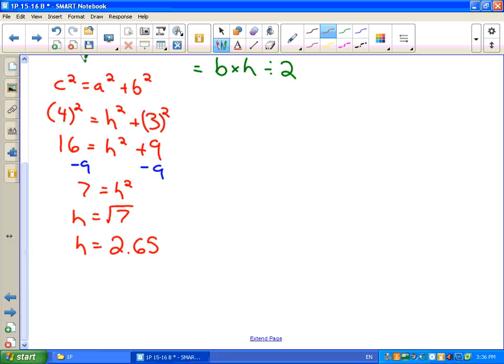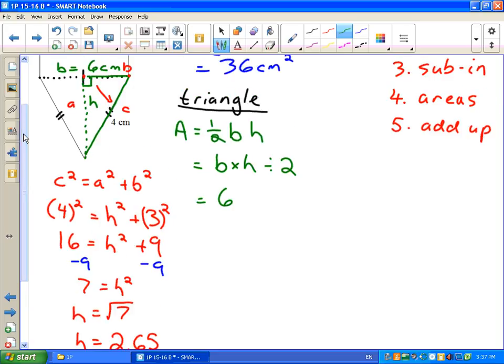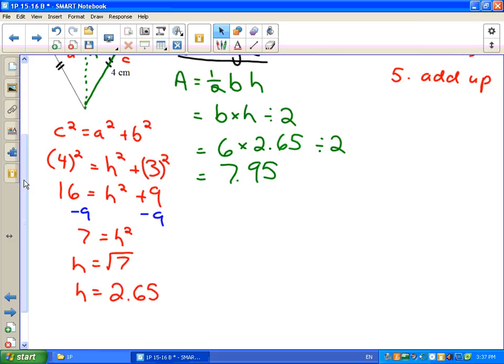So now that I have h, I can use that over here in my triangle. My base is the 6 centimeters all along the bottom of the triangle. My height is the 2.65 that I just calculated, and then I've got to divide that whole thing by 2. So 6 times 2.65 divided by 2 gives me 7.95. When in doubt, always just keep 2 decimal places.